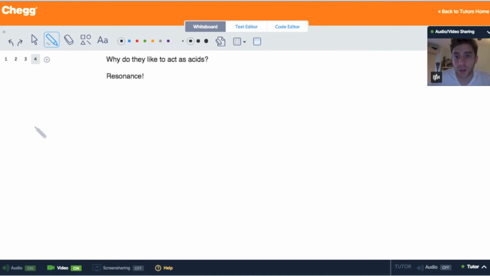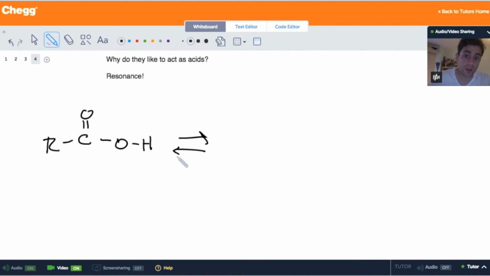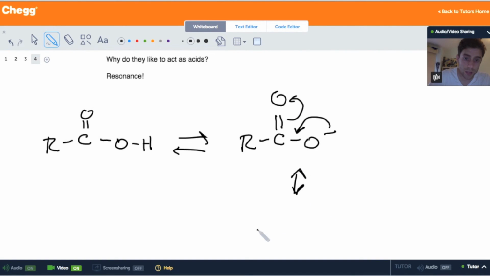So I mentioned before that there's another reason why they like to act as acids, and this is due to resonance of the conjugate base. So let's say we have carboxylic acid and it loses the proton. Remember, these are weak acids, so they can easily gain the proton back and go in the reverse direction. So it's left with a negative charge. Now this charge can move here, and this bond moves up to this oxygen, and we can experience resonance, where the electron density is kind of shared within the molecule and it makes it more stable.